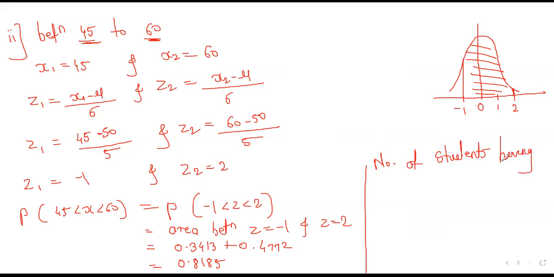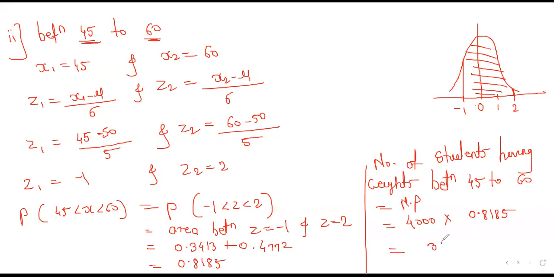Okay. Now number of students having weights between 45 to 60 is equal to capital N into P, which is equal to 4000 into 0.8185 and which is equal to किती येणार आहे? 3274. This is the number of students having weight between 45 to 60. Okay, so here we have to calculate the weights of the students between 45 to 60 means x च्या आपल्याला दोन व्हॅल्यू दिलेत.